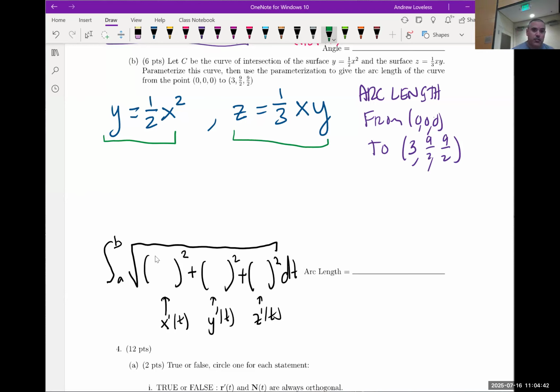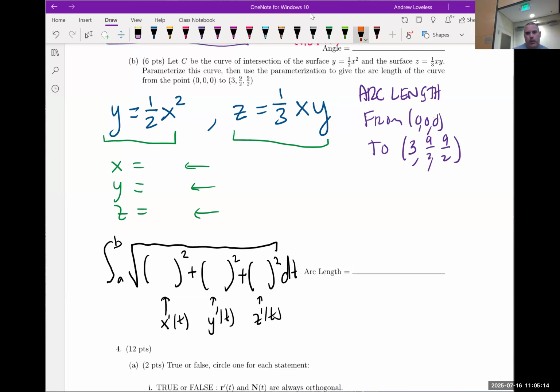We want to study the intersection, and so our job is to come up with something, anything you want, here, here, and here, that depends on t. And the only rules are that the second one has to be half of the first one squared, and that the z has to be 1/3 of x times y. So this is a practical example of when you want to compute something with an intersection, you have to find this. Okay, so what do you want?